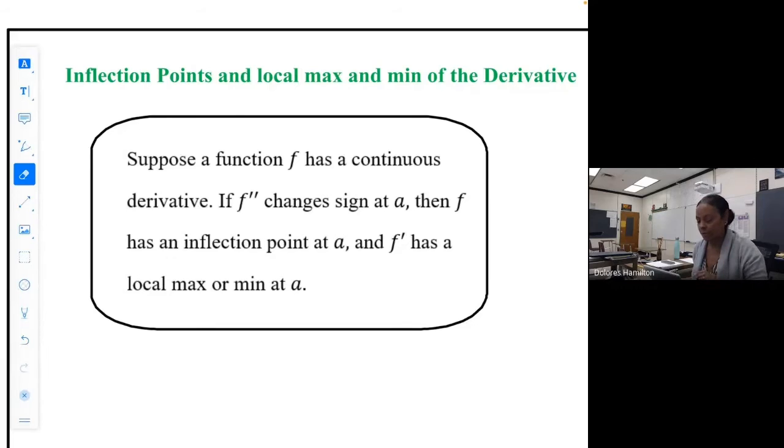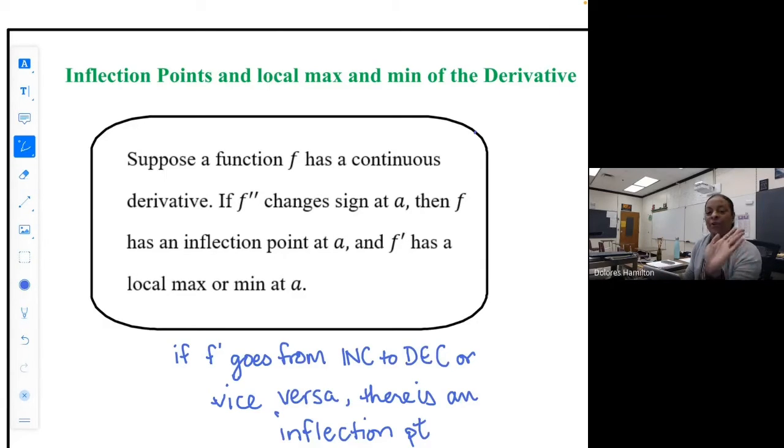So folks, that's another way of saying when f prime goes from increasing to decreasing or vice versa, I have an inflection point. So if our derivative graph has a local max or a local min, there is an inflection point there. Another way of saying it, if our derivative graph goes from increasing to decreasing or decreasing to increasing, same thing as saying a local min or a local max, there is an inflection point at that point. So we're going to do an example of this.